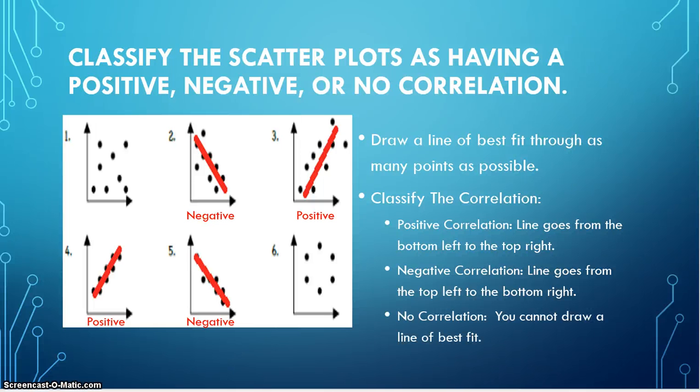And no correlation, you can't draw a line of best fit. So 1 and 6, you couldn't draw a line. So those are no correlation. So to recap, to determine positive, negative, no correlation, you just draw a line of best fit to the points. If it's sloping upwards, it's positive. If it's sloping downwards, it's negative. And if you can't draw a line, it's no correlation.